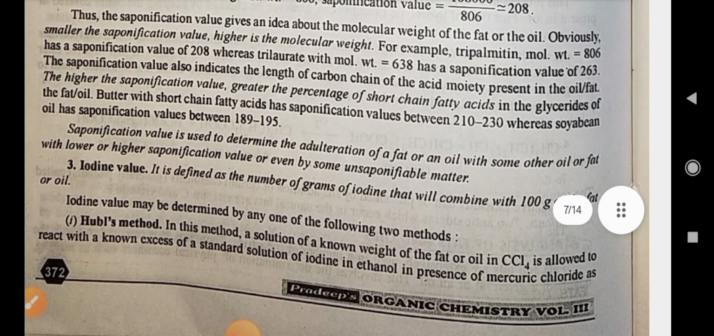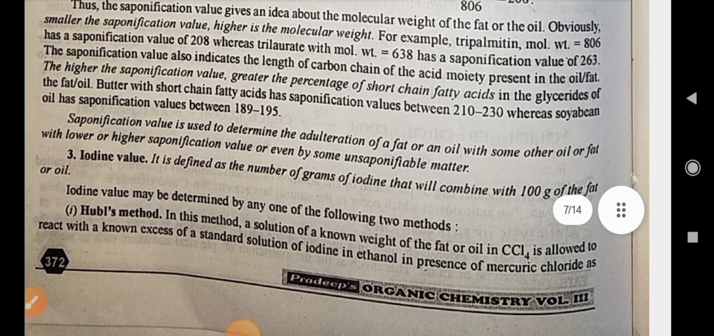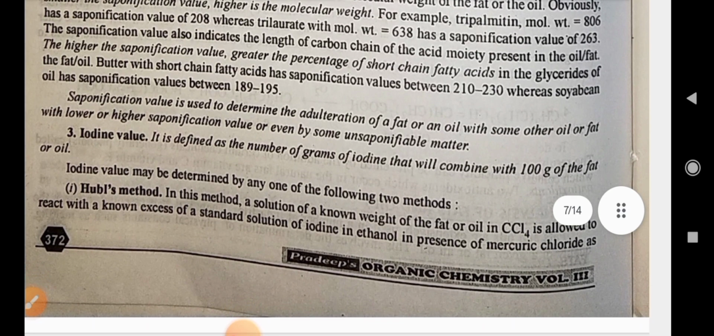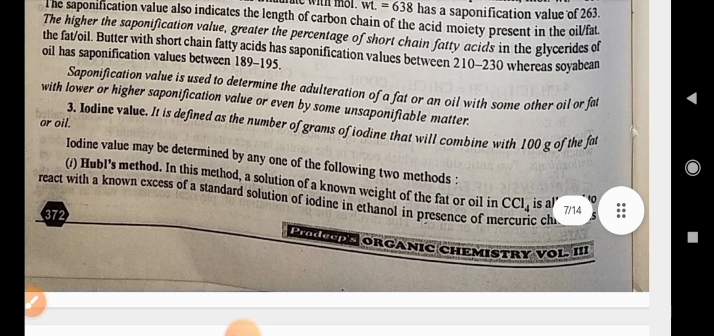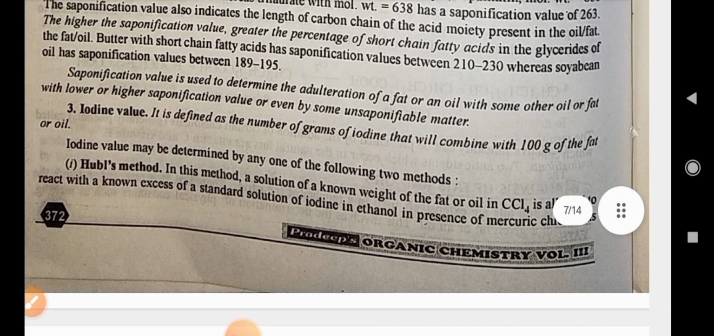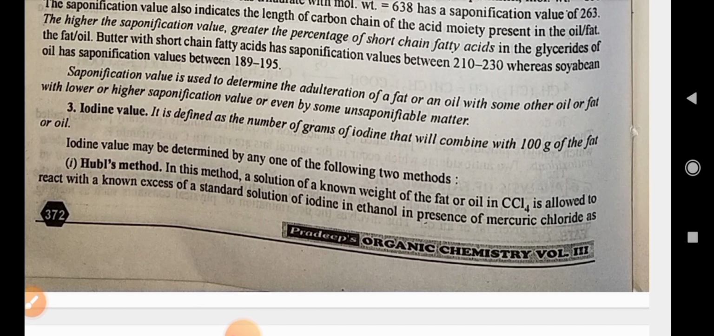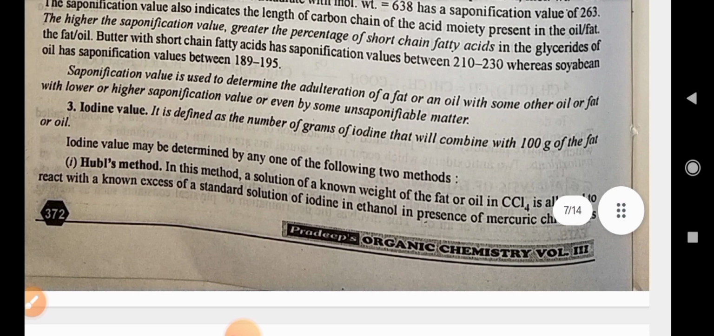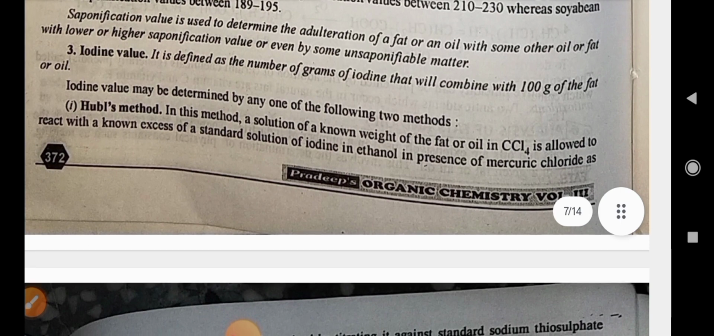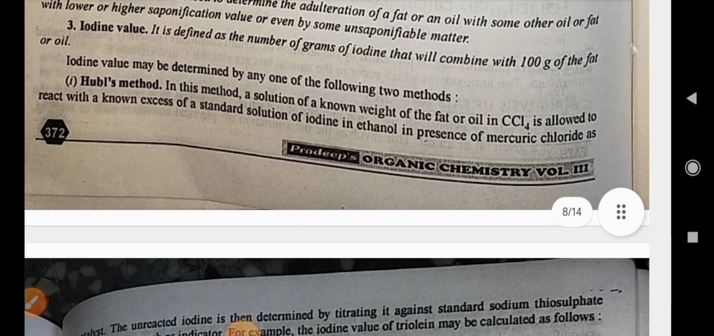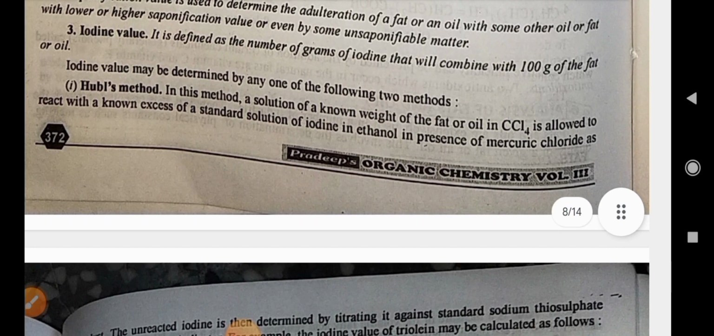The saponification value also indicates the length of the carbon chain of the acid moiety present in the oil and fat. The higher the saponification value, the greater is the percentage of short chain fatty acids in the glycerides of a fat or oil. Butter, with short chain fatty acids, has a saponification value between 210 and 230, whereas soybean oil has a saponification value between 189 and 195. Saponification value is used to determine the adulteration of a fat or oil with some other oil or fat with lower or higher saponification value, or even by unsaponifiable matter.